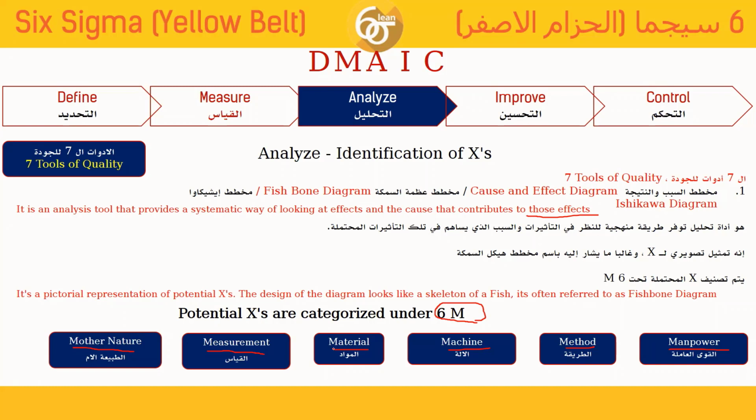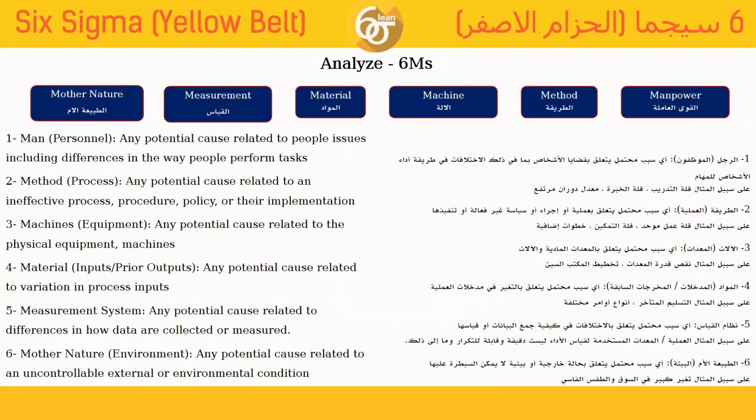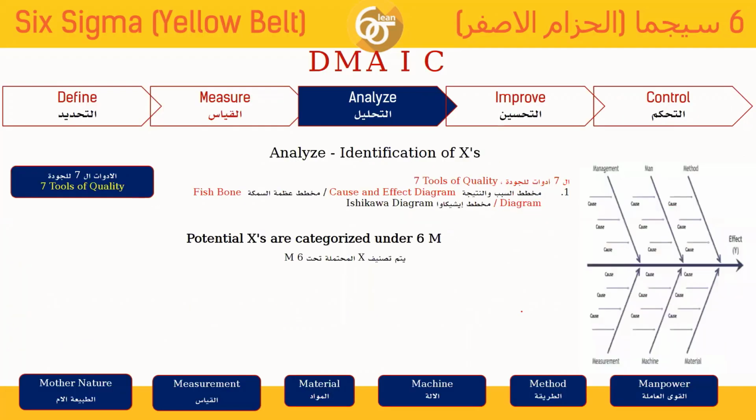You do the brainstorming, and there are, for example, 16 or 17 Xs coming from the brainstorming. Now we need to know which one of these 16 is the main root cause for the problem. Then you can use the fishbone diagram. Whether your problem is the mother nature, we will explain it now, or in the measurement, or in the material, there is an issue with the material, or with the machine, or the process, we call it the method, or the manpower. Okay, let me explain it, and then we will go back to these slides.